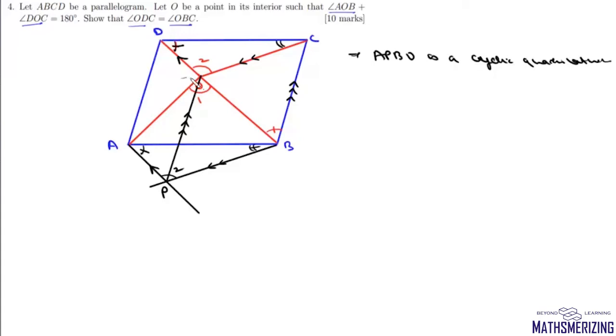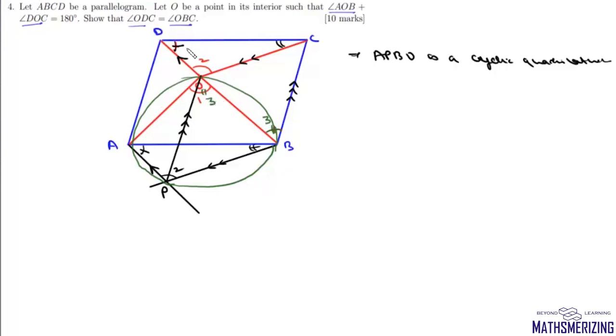Now we have established that this AOBP is a cyclic quadrilateral. Now in this cyclic quadrilateral, we know that these two lines, they are parallel. So these are alternate angles. So this angle, it is equal to this angle. So say this is angle 3. So this is angle 3 and this is also angle 3.